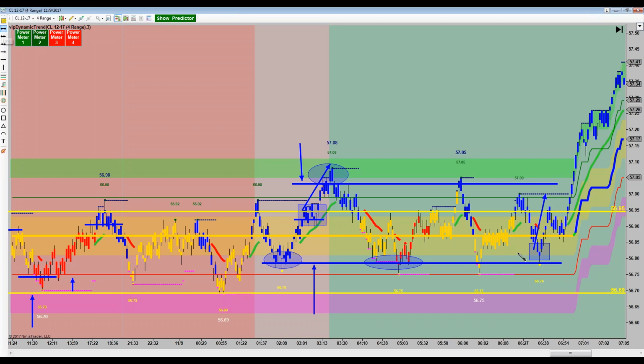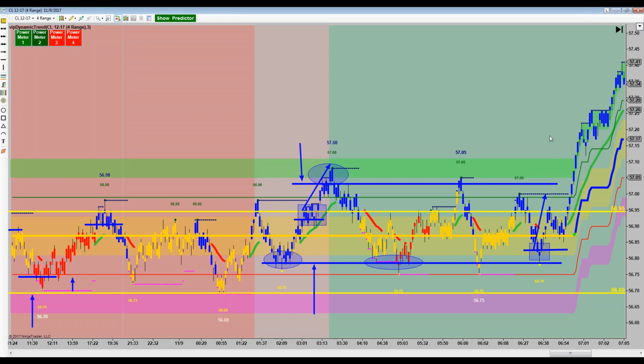The second one is reserved for a runner. But what you do on the runner is you put your stop up tight so that if it pulls back against you, you get out of it. Okay, like here, for instance, you didn't get a runner. Here, you didn't get a runner. A lot of cases, you're not going to get a runner, right? Over here, you got the runner. So now you start trailing a stop up.